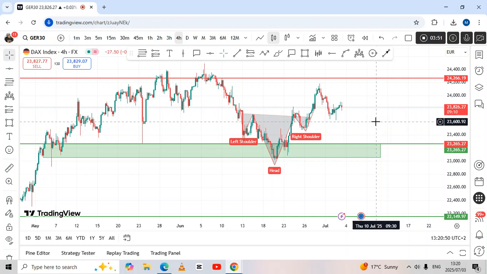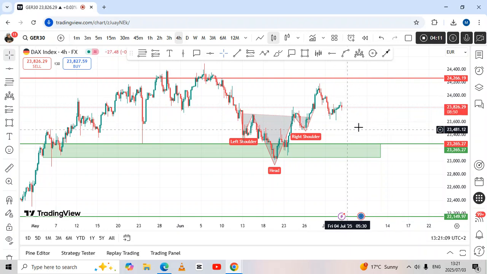Go research your patterns on forex. We have an inverse head and shoulders. We also have a head and shoulders. A head and shoulders is a bearish pattern that signifies that price will be going to the downside. So this one is the opposite, which means that price will be going to the upside.